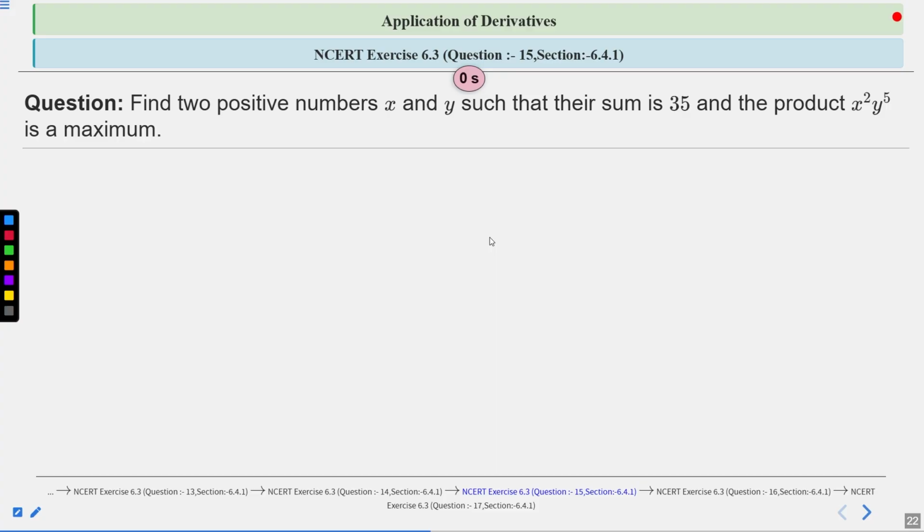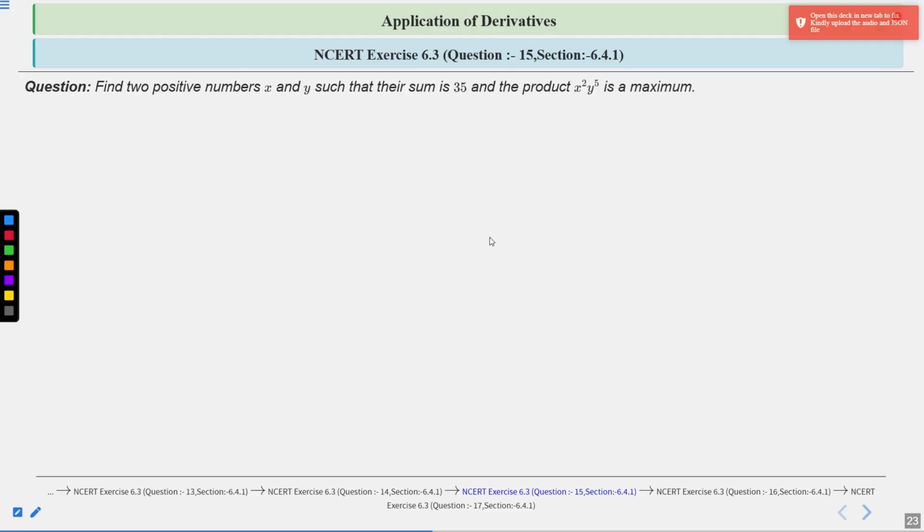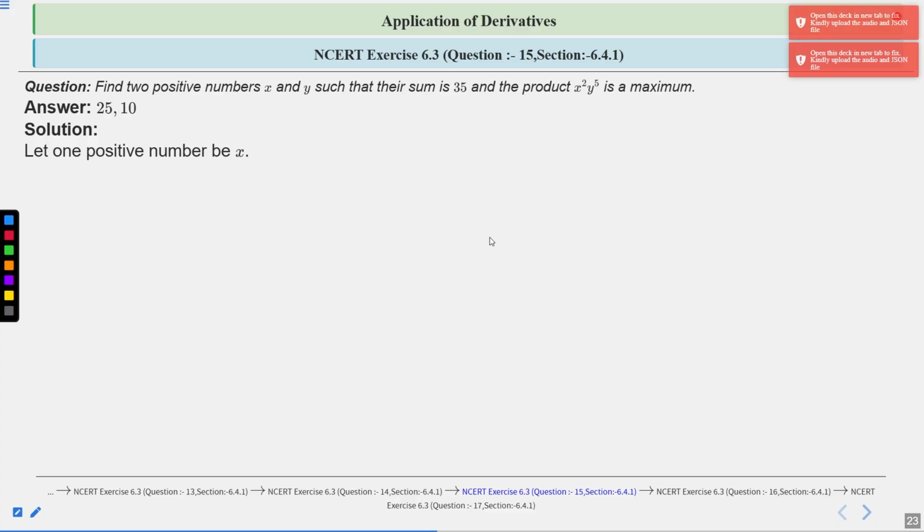So we have to find two positive numbers x and y, such that their sum is 35 and their product, basically x square y to the power 5, is maximum. Let us see how we can solve this. The correct answer is 25 and 10. So the two positive numbers are basically 25 and 10. Let us see the solution part.